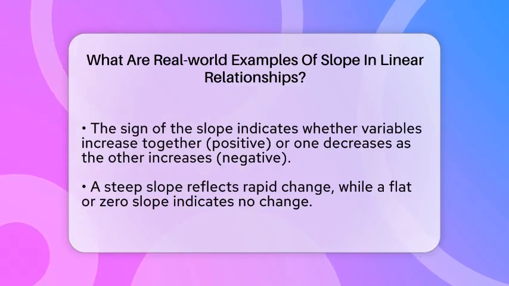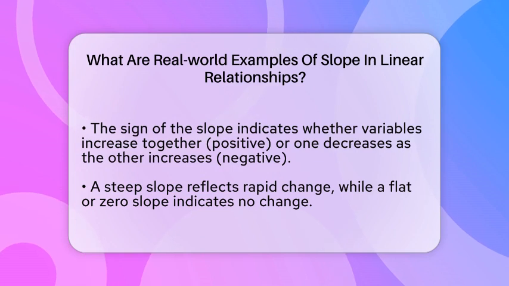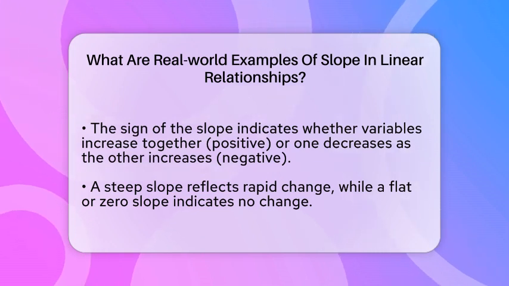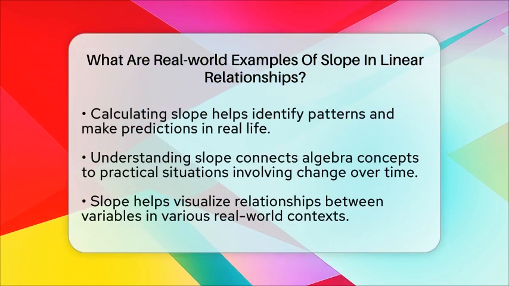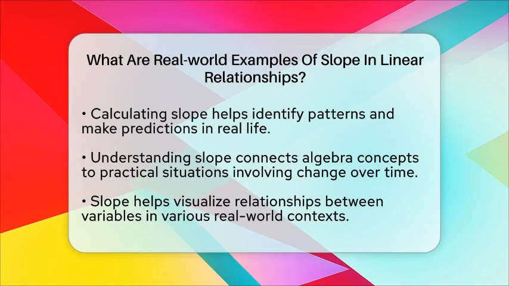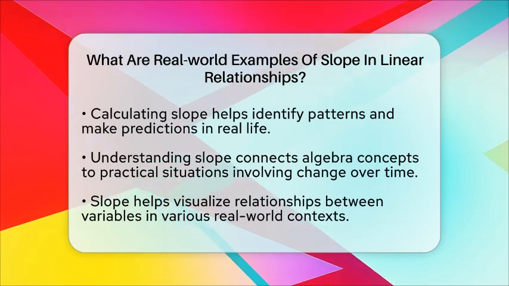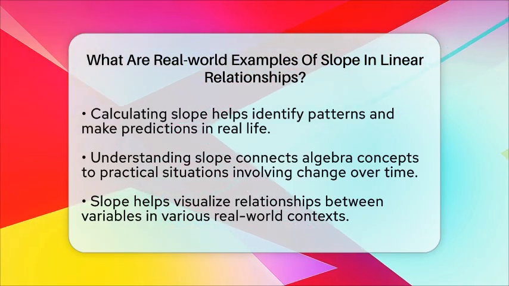Understanding the sign of the slope is important. A positive slope means both variables increase together. A negative slope means one variable goes up while the other goes down. If the slope is steep, the change happens quickly. If it is flat or zero, there is no change at all.